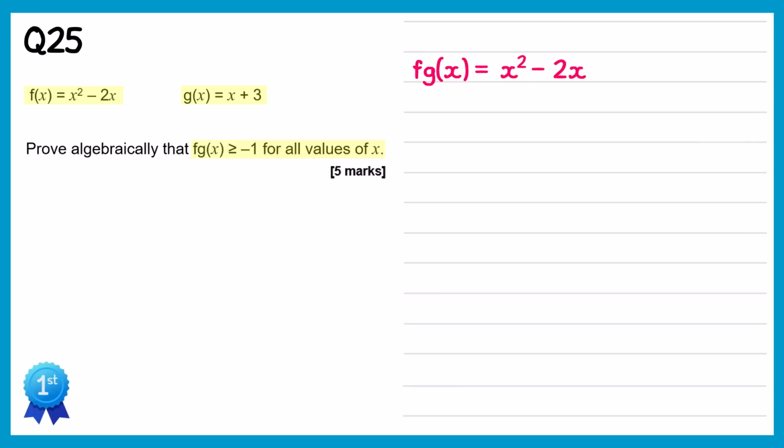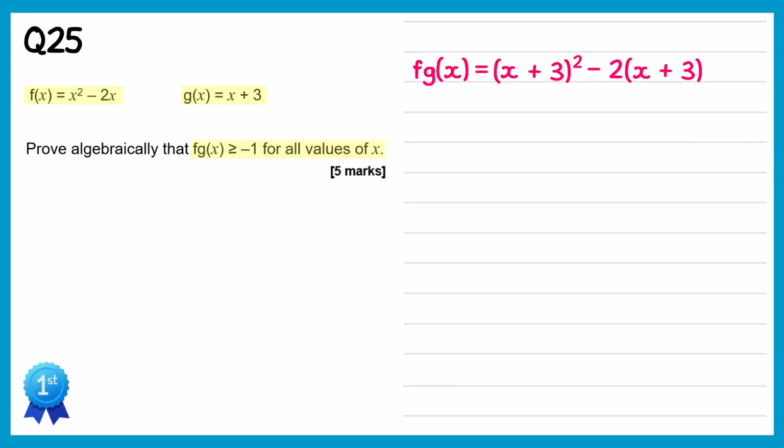So we're going to replace all of these x's with x plus 3's because that's what the g function is. So let's replace the x in the x squared with x plus 3, and importantly here we need to put this in a bracket, and let's also replace the x in the 2x with x plus 3, and once again we'll use a bracket. So this is the function fg of x.